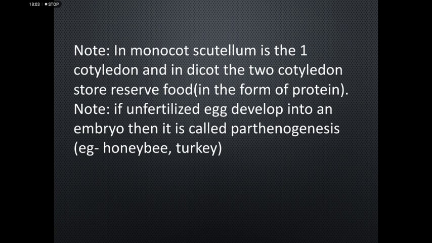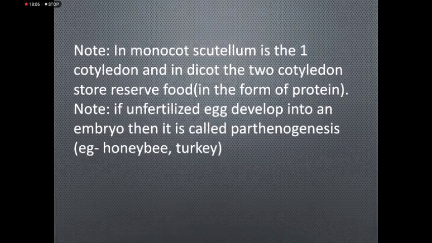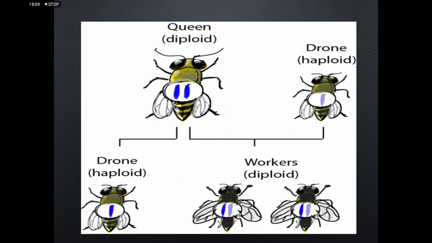Examples are honeybee and turkey, etc. In the case of honeybee, the queen is diploid and a drone is haploid. The honeybee queen lays many eggs, and a queen has 32 chromosomes and a drone has 16 chromosomes only. And the laid egg, if fertilized by a drone, is converted into a worker, that means diploid.